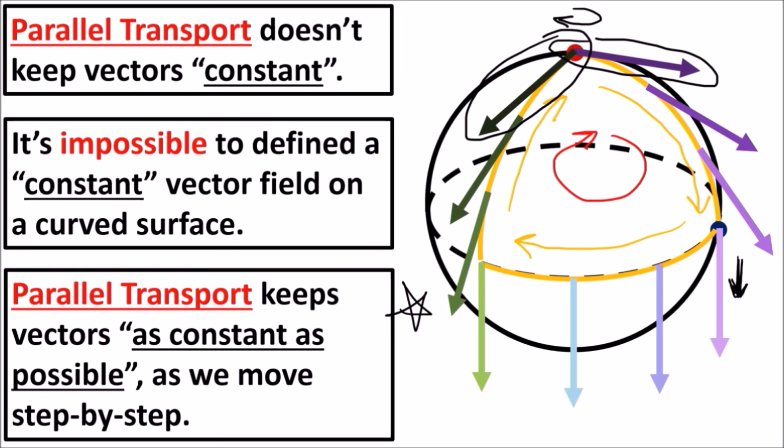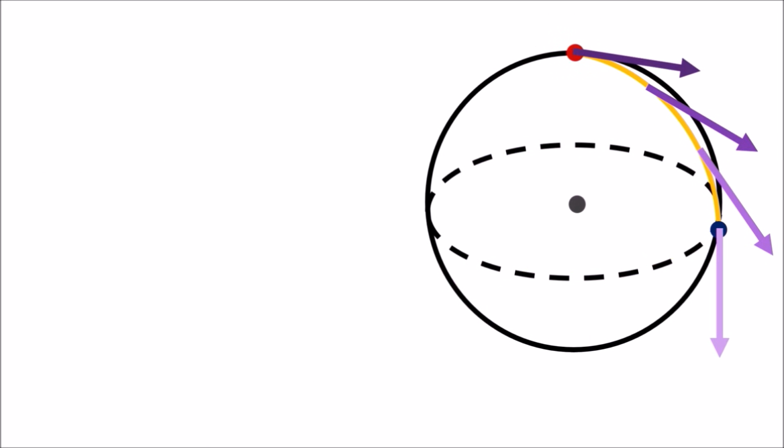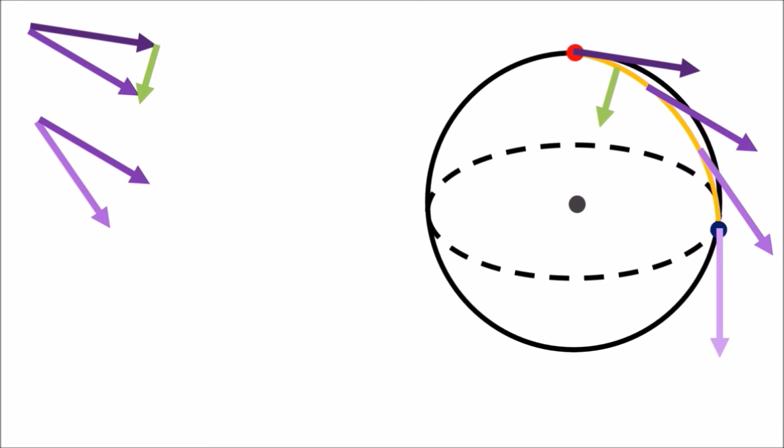So that's the basic idea behind parallel transport, but how do we describe it mathematically? Well, let's take a look at the case of a curve where this vector at the red point is parallel transported along it. If we take the first two vectors and compare them, we see that the change between them is this vector here, which points toward the center of the sphere. And if we compare these two vectors, we get this vector, which also points toward the center of the sphere. And comparing these two vectors also gives us a vector that's pointing towards the center of the sphere.